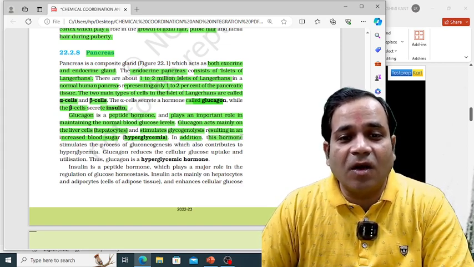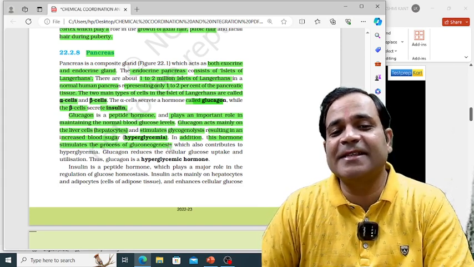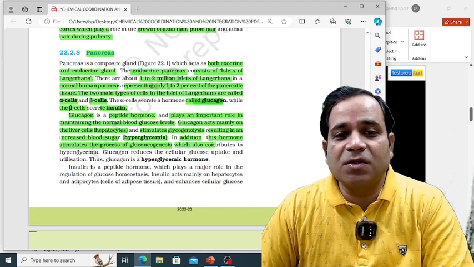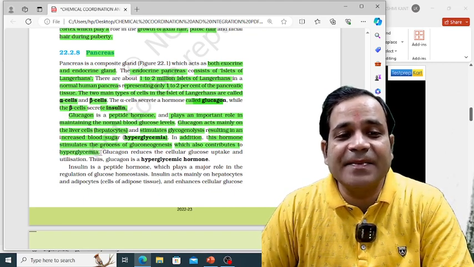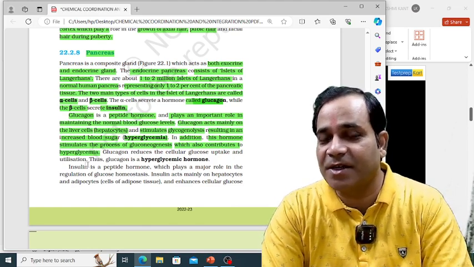In addition, this hormone stimulates the process of gluconeogenesis. What am I saying? Gluconeogenesis, which also contributes to what? Hyperglycemia. See, here are two things that are very important to understand.